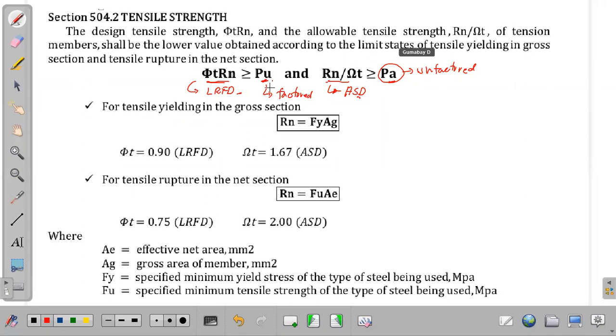Yung PU, yung ultimate load natin, yan yung factored load. Yung PA, yan yung unfactored load. So PA pag ASD, PU pagka LRFD. Design strength ang hinahanap natin pag LRFD. Allowable tensile strength naman pagka ASD. So dapat alam niyo yung difference niyan, kasi pagka nag-activity kayo, either ang hahanapin ko is the allowable tensile strength, o alam niyo na ASD ang gagamitin ninyo.